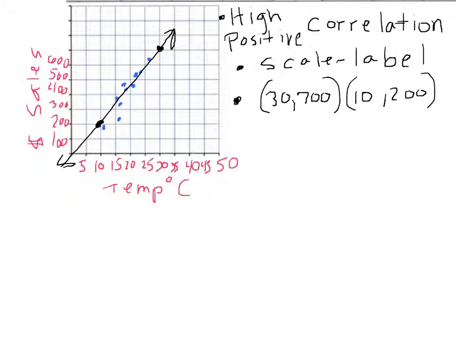And so you have high positive correlation. We talked about how the points are really close together, forming almost a perfectly linear pattern. And then I have a positive correlation because it's going in a positive direction.